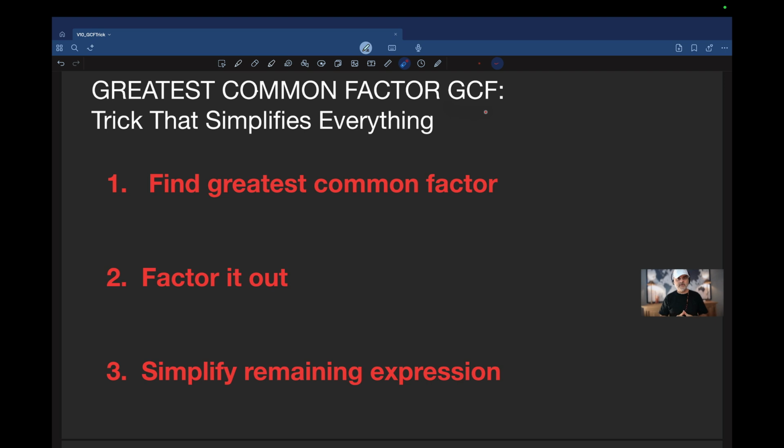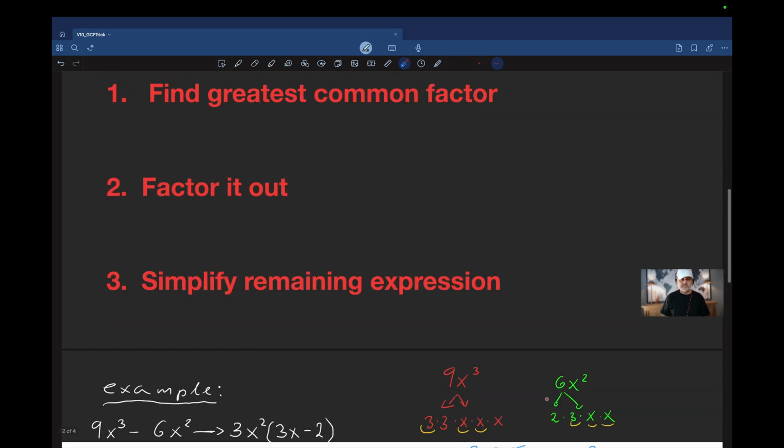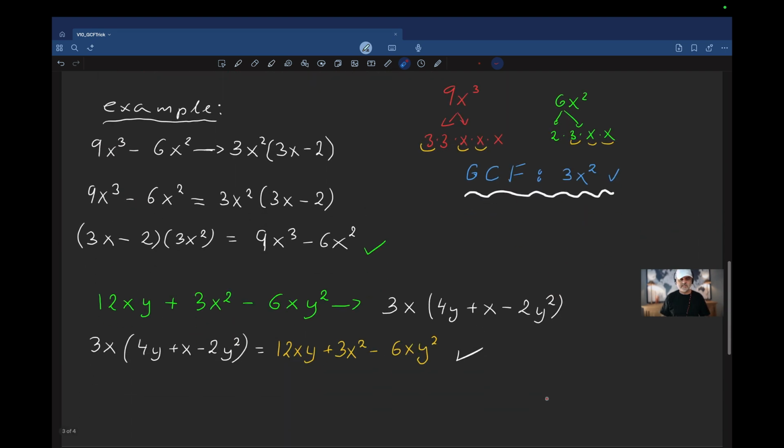So finding a common factor first is far more important than the greatest common factor, and over time you will be gaining more and more skills so that you can immediately say, I got it, or you can do it in steps. When you have it, then you factor it out and you simplify the remaining expression. So this is the strategy that you need to know. So let's dive into a beautiful example that you see right here on the screen.